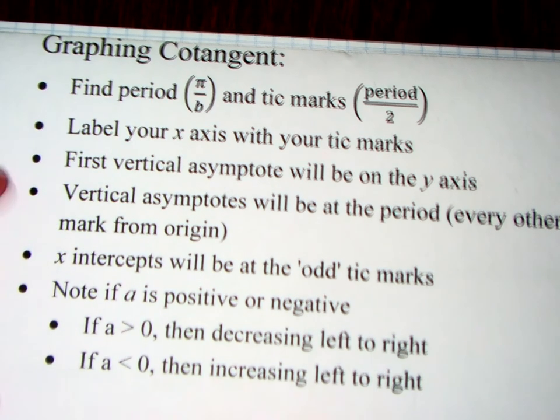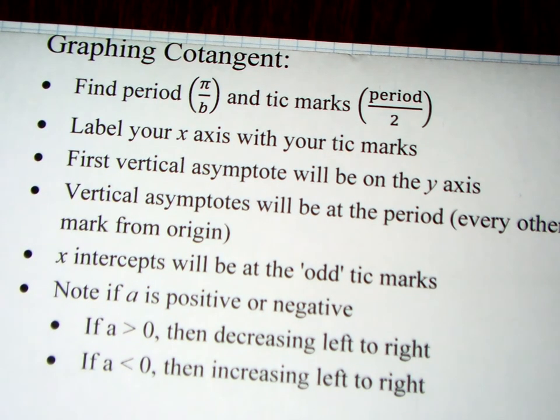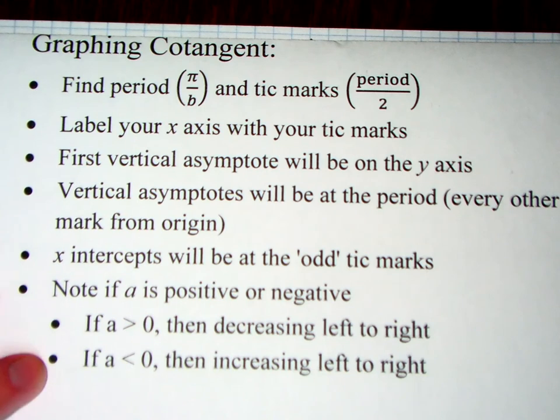But now, my first asymptote is going to be on the y-axis. And like I say, if you have a horizontal shift, obviously that will change. But for our purposes, you're going to start on the y-axis, and then your vertical asymptotes at the period, and then x-intercepts at the odd mark. So it's kind of reverse of what we just did for tangent. And then we'll talk about the direction of the cotangent function.